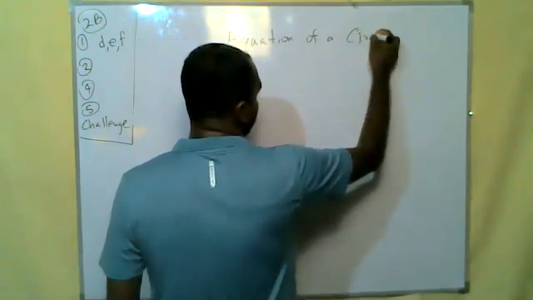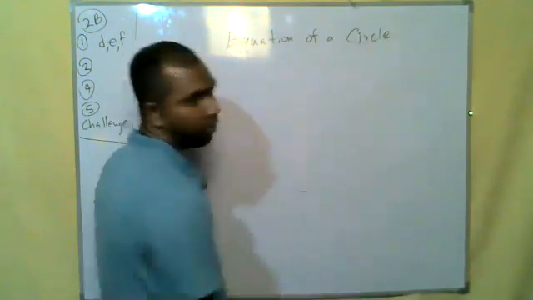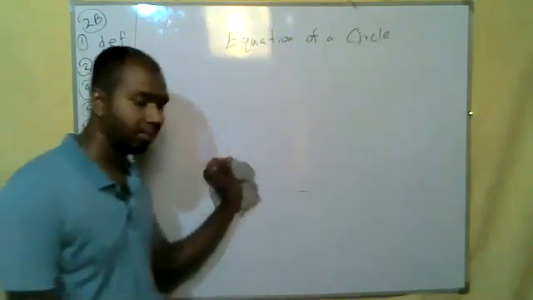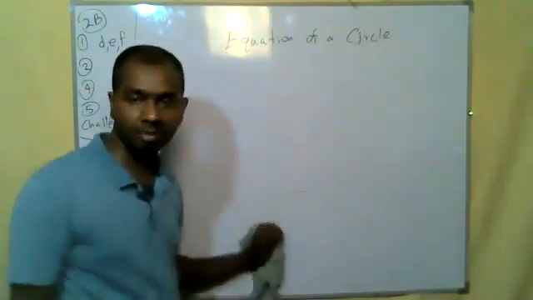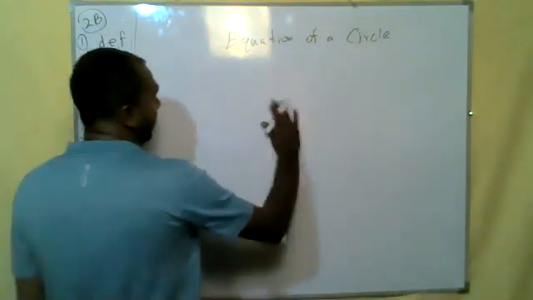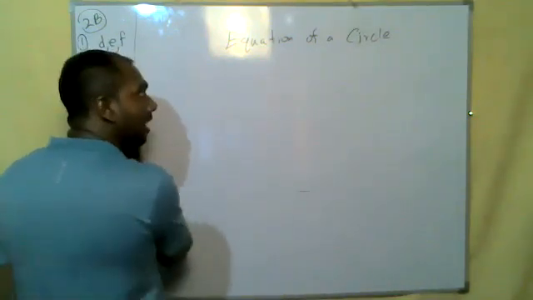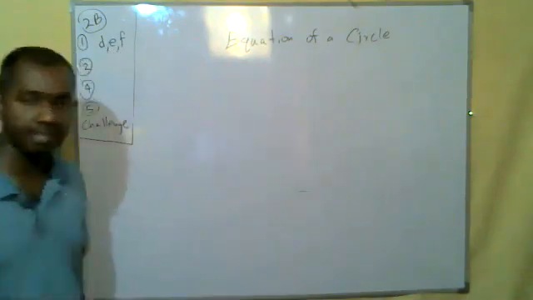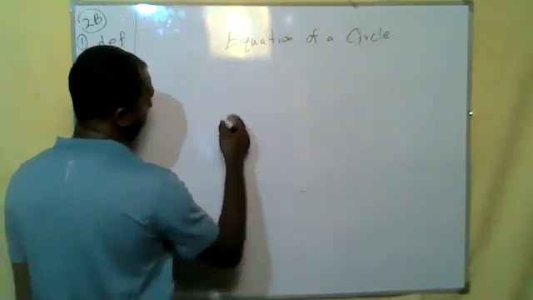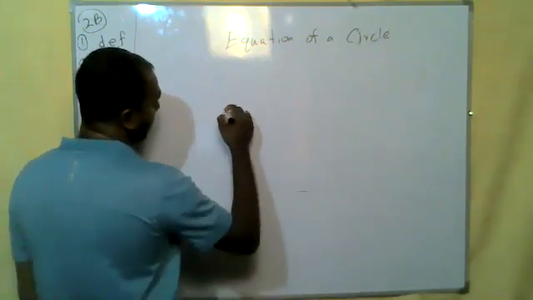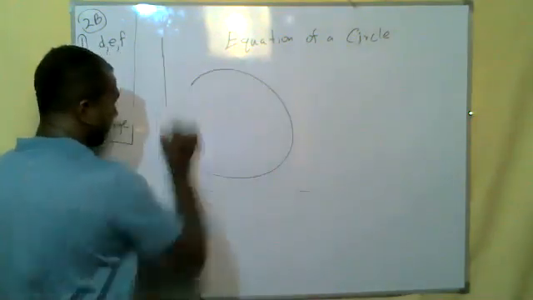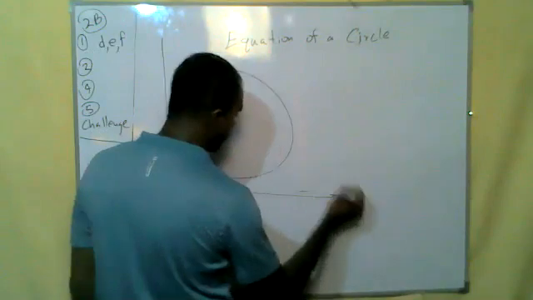We draw a lot of circles throughout our maths. Since the beginning of learning maths, we have drawn circles, but we never thought of writing an equation for a circle. Let's try to do it now. What am I going to do? This is a circle on the XY grid.